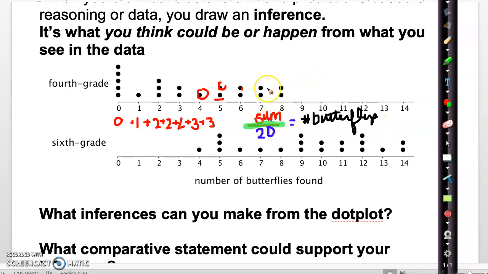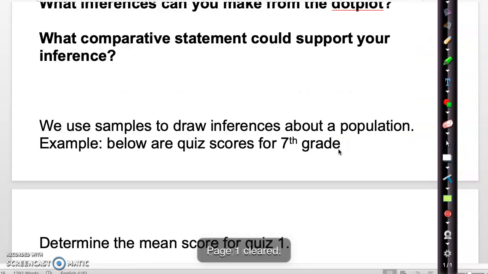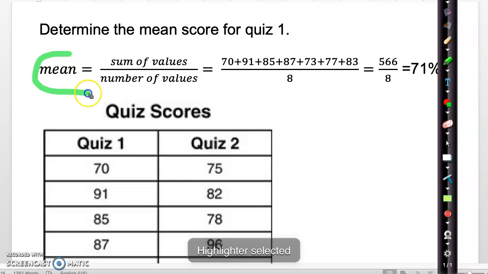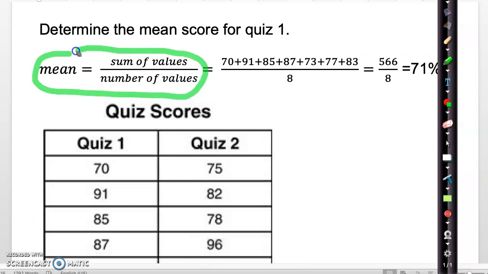We can make inferences from that. So we can say the average 4th grader caught blank number of butterflies. You could also do the same thing with 6th grade. These are just some of the ways that we can make inferences from data. Remember, you can find the mean. Go back, write this down if you need to. This is how we find the mean.